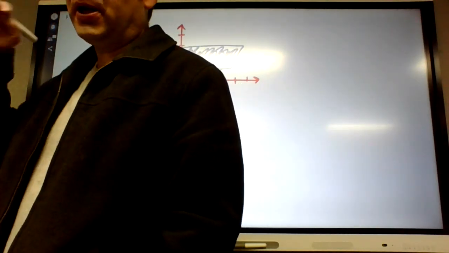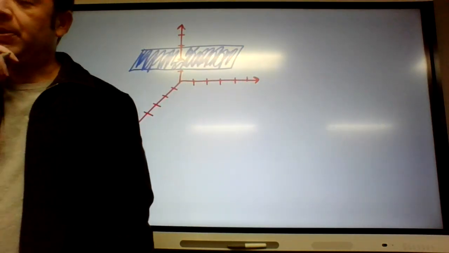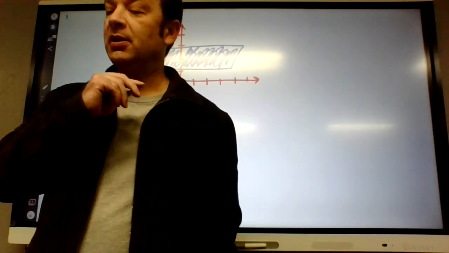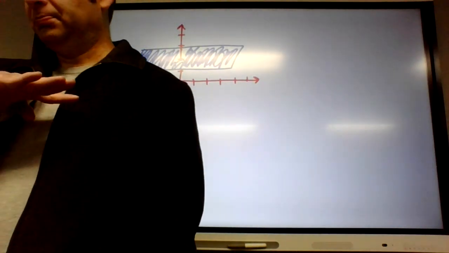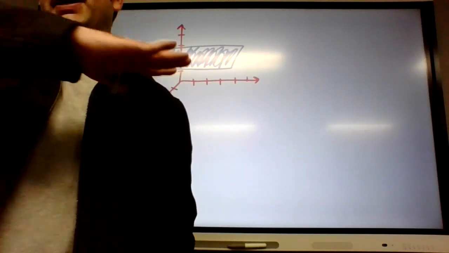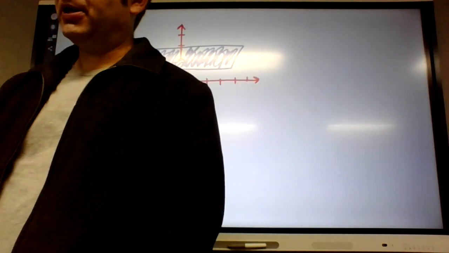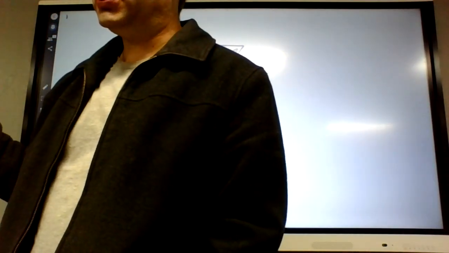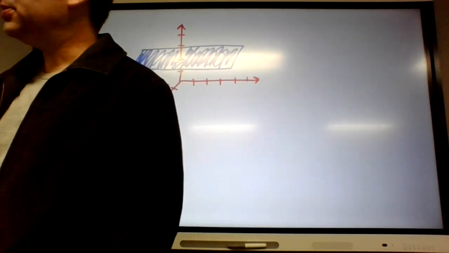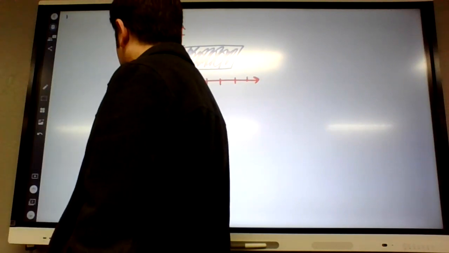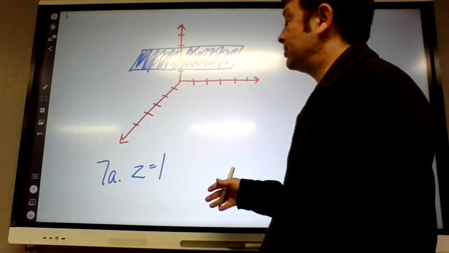Okay, on A it says plane DEFG. You guys see plane DEFG? So it's a horizontal plane, kind of like the one we just drew, right? So it's cutting through the z-axis. Where is it cutting through the z-axis at? 1. How can we tell it's going through 1? Because the point E has a z-coordinate of 1. So 7a, the equation would just be z equals 1. It's almost the same as what we just drew on number 5.